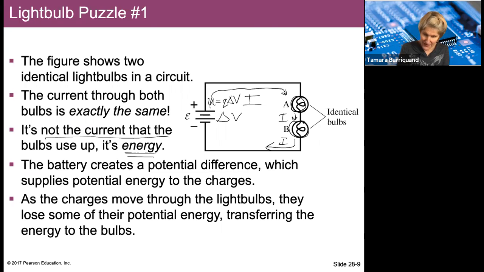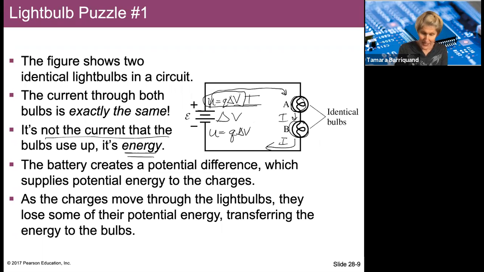Now, if we look at this potential energy that we get from going up over the charge escalator in the battery, let's take this idea and use it to figure out what kind of power we're getting from the battery. So this is the potential energy we're getting from the battery. The potential energy is Q delta V.